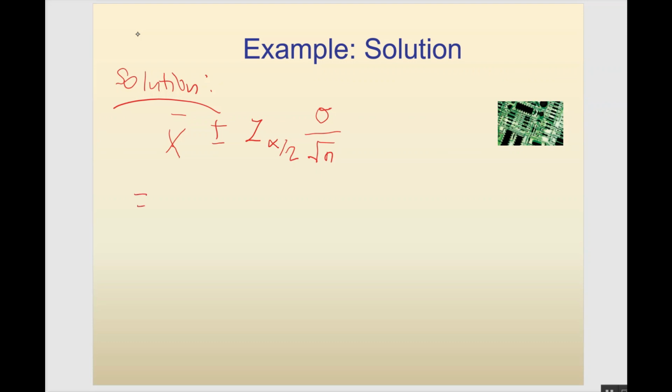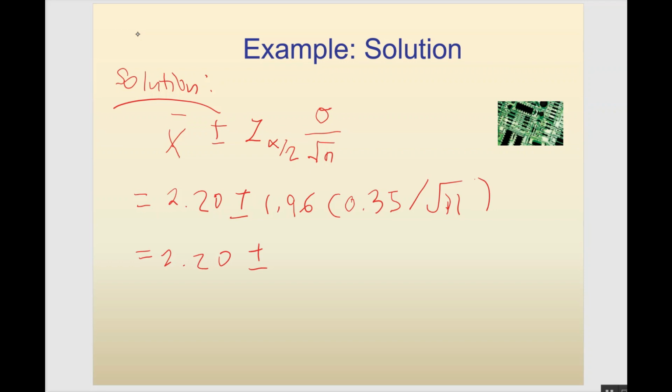The question gives you x bar equals 2.20, plus minus your Z alpha divided by 2, which is 1.96. And also this 0.35 is given in the question because your standard deviation is known. So 0.35 divided by the square root of the sample size, which is 11 here. Okay, so basically you'll be getting 2.20 plus minus.